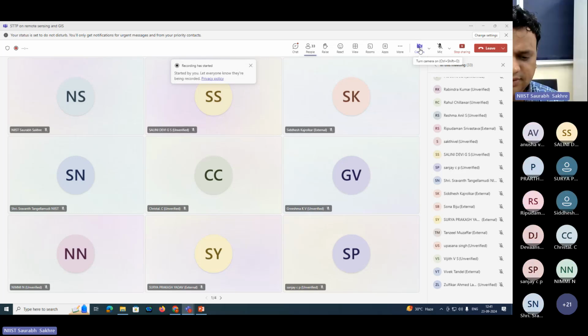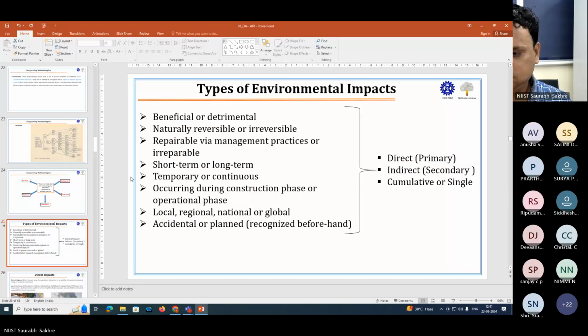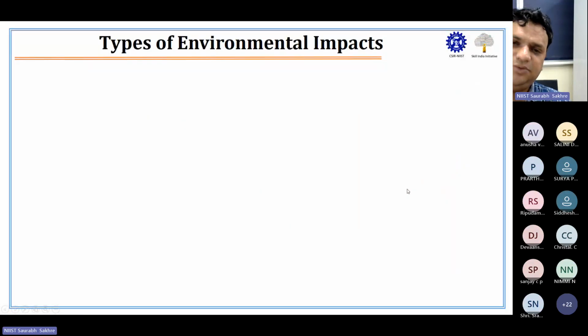Okay, so we will go ahead. Now we will see the types of environmental impact. By now you would have understood that in an EIA, the environmental impact assessment, the word impact is a very significant one. All the process of EIA revolves around the impact. A proper quantification of impact is of prime importance in environmental impact assessment.